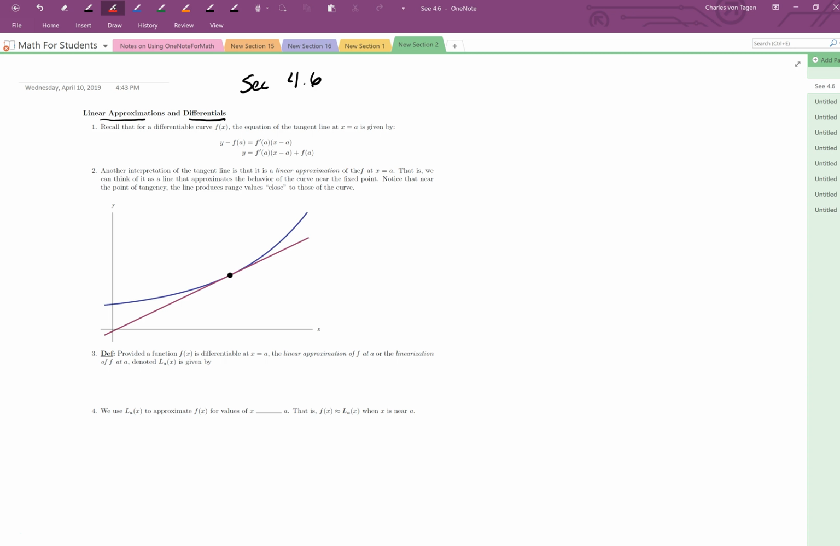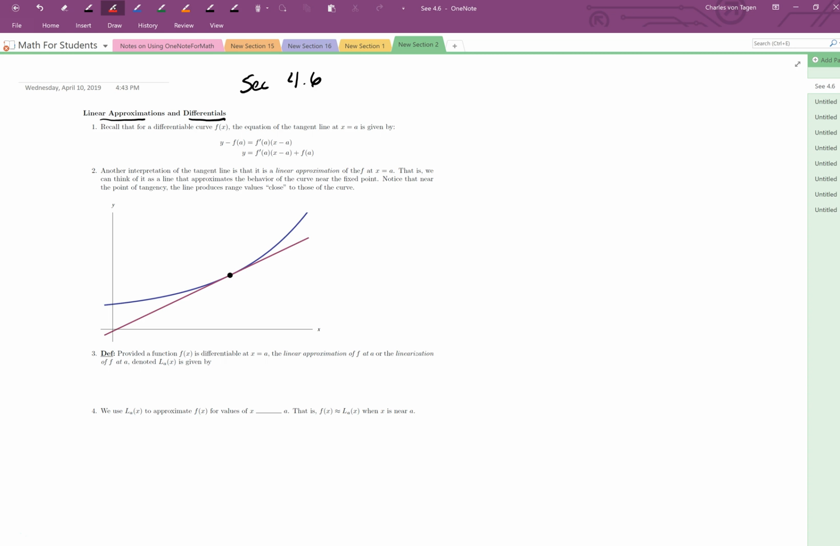All right. We're going to return to a problem that we talked about at the very beginning of this course, and that is how can we use lines, specifically tangent lines, to approximate curves. And what we're going to do now is reframe the idea of a tangent line, and in this section we're going to call it a linear approximation or a linearization.